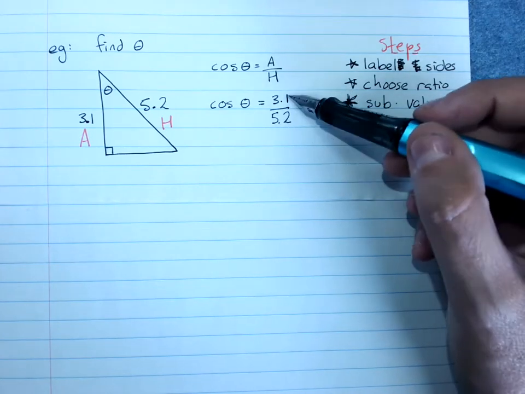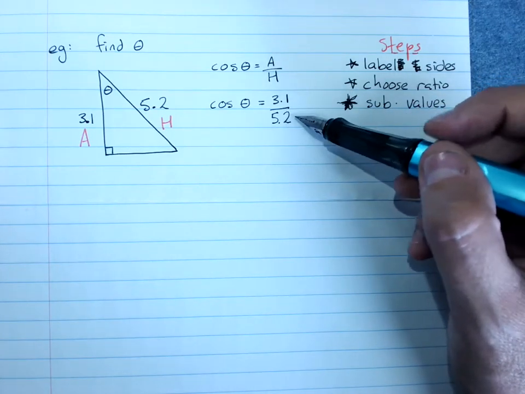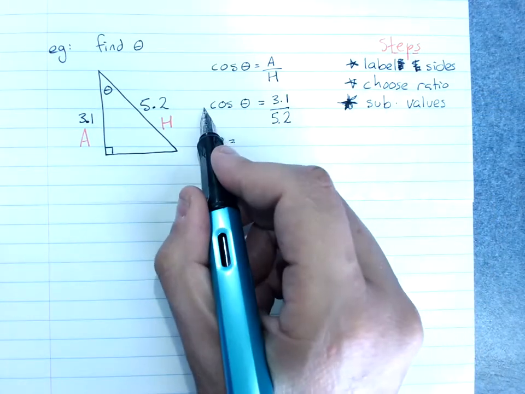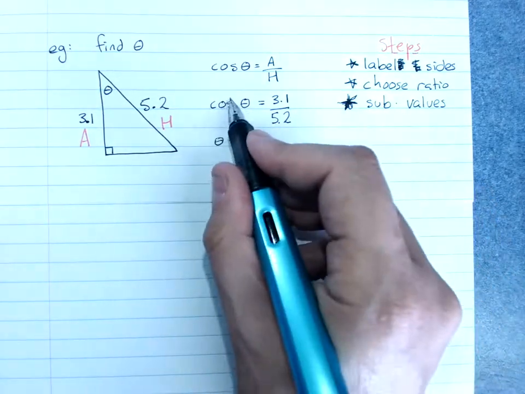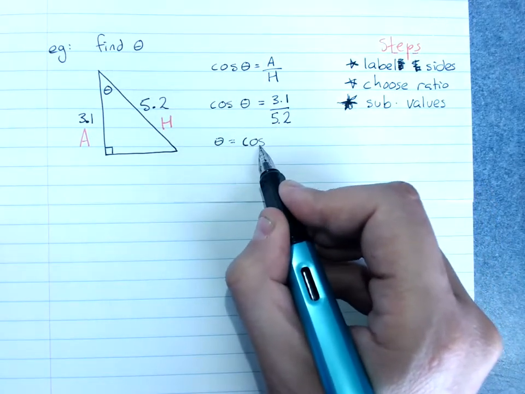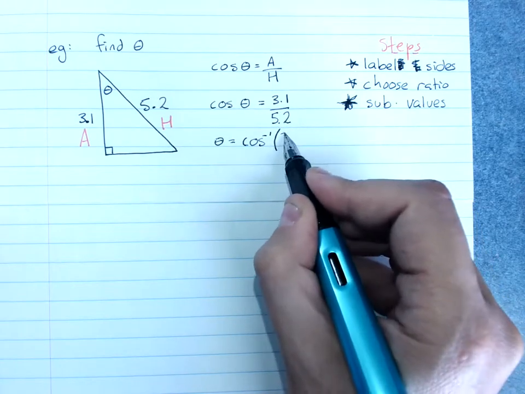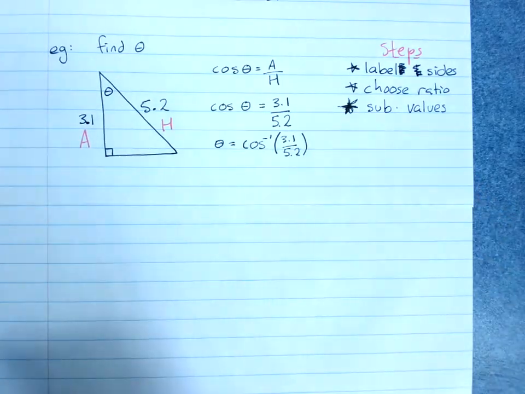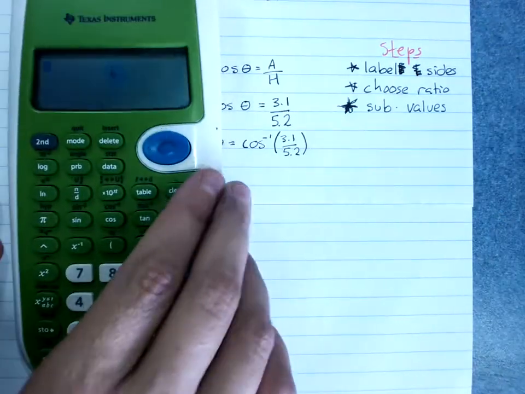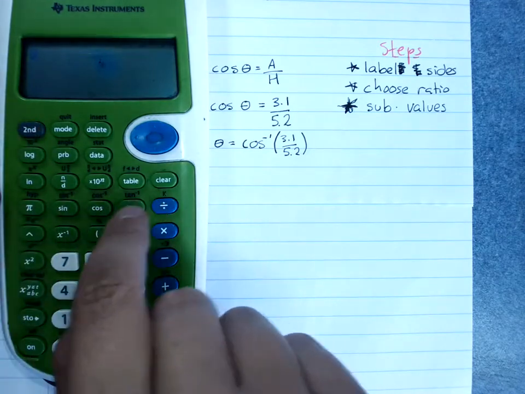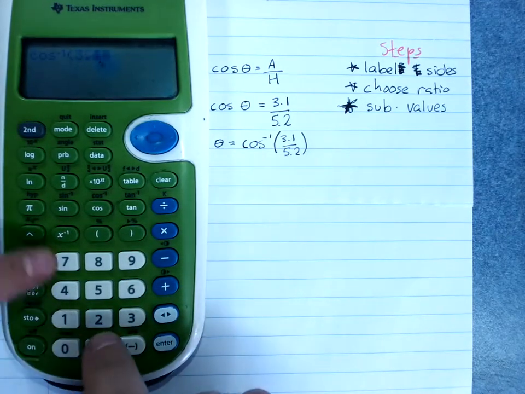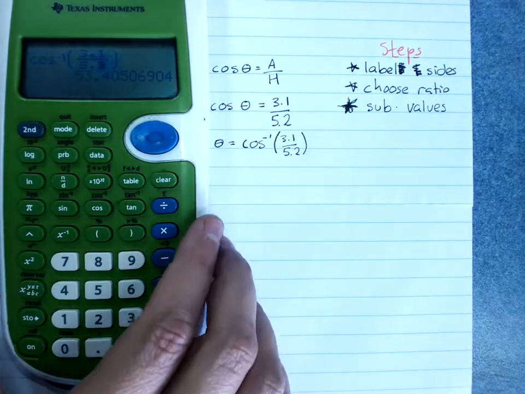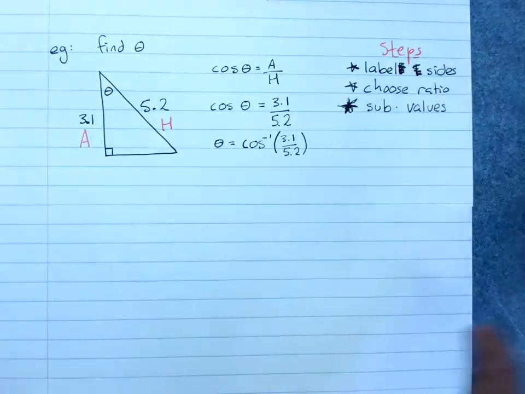You don't need to simplify it. You don't need to divide it out. We just need the angle on its own, theta, which means we do inverse cos to each side, cancelling out cos, inverse cos of that ratio, and you can enter that straight into your calculator. Second function, cos 3.1 over 5.2, close your bracket, and the angle is 53 degrees.